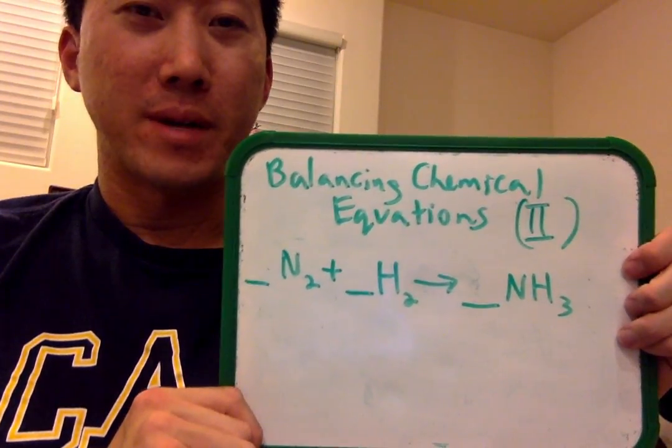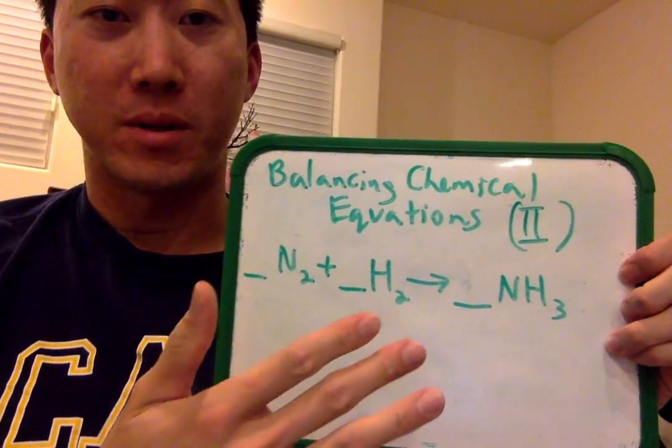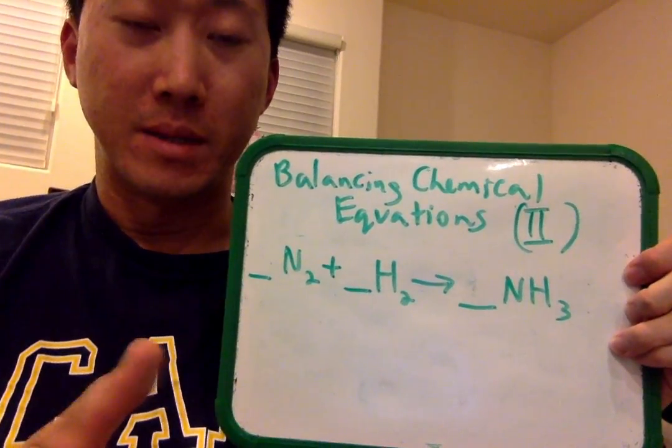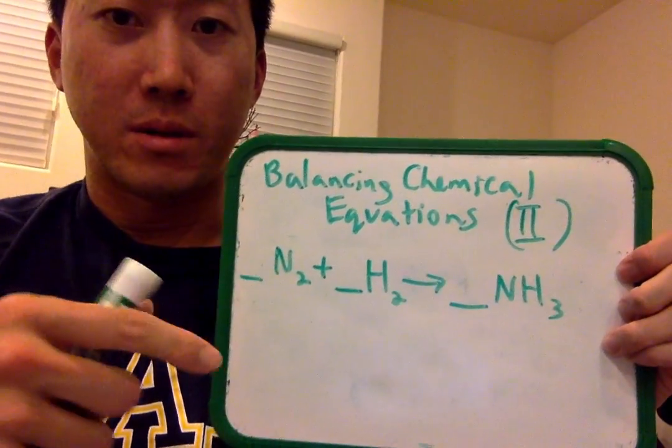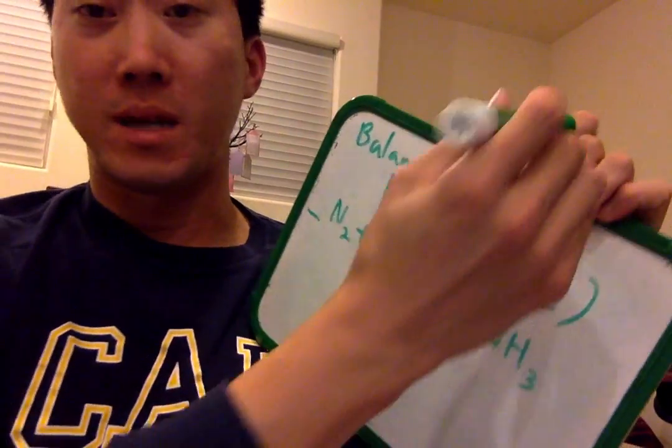Okay, so today we're going to talk about balancing chemical equations again. This is part two. Part one was kind of the easy introduction lesson. Now we're going to start doing more advanced stuff, but basically going to do the same thing.